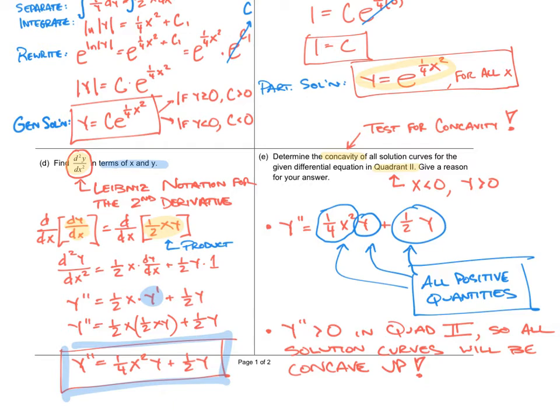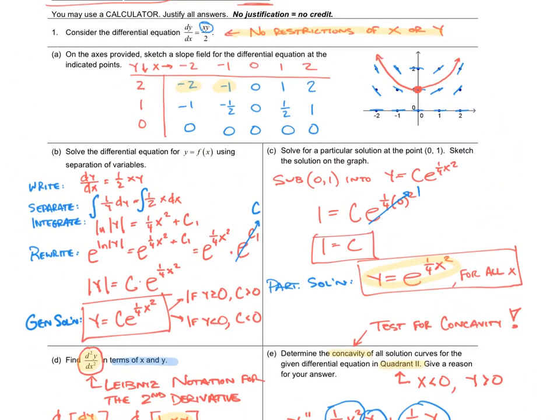Okay, so one thing that might be nice to go back and look at is we already sketched a particular solution. Does that match what we just said about concavity? And it sure does. We sketched this, and in quadrant 2, it appeared to be concave up. So that's just a nice double check.